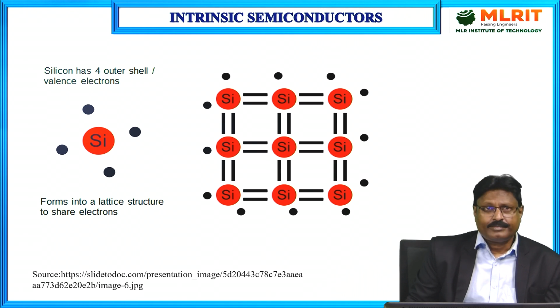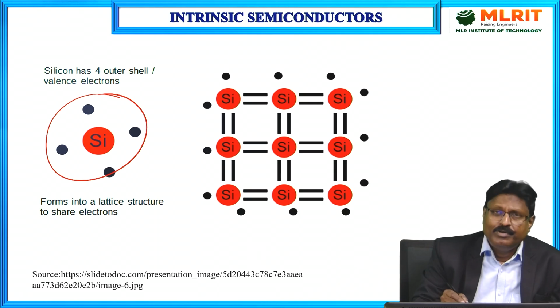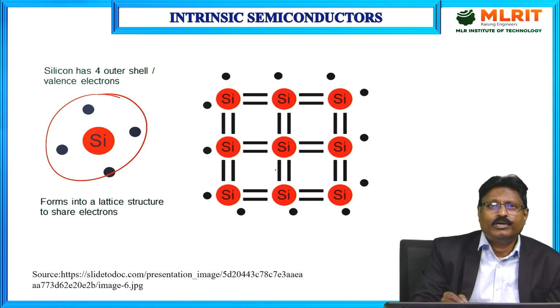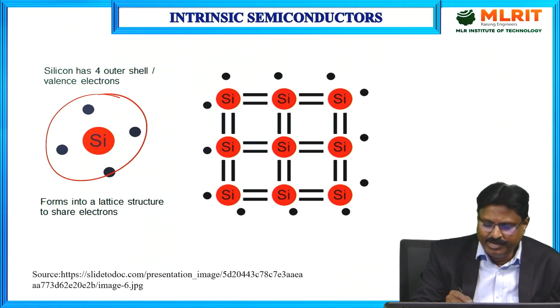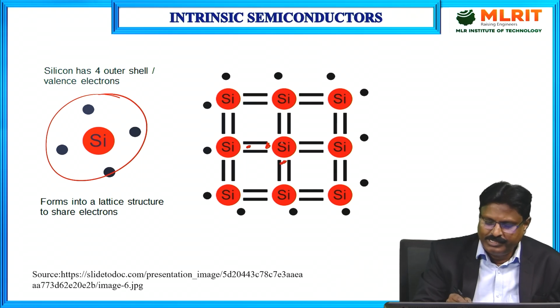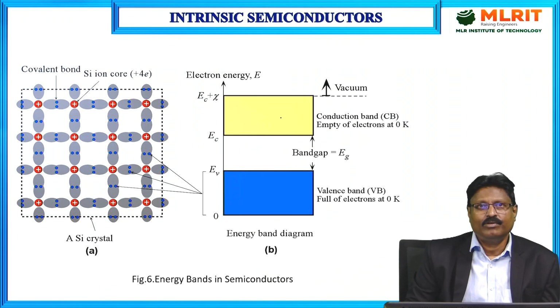Intrinsic semiconductor. As you can see, this is an isolated silicon atom with 4 valence electrons. If you observe the silicon solid crystal lattice structure, all the silicon atoms make covalent bonds with the neighboring silicon atoms. The valence electron of this silicon atom makes a covalent bond with the neighboring silicon atom, and similarly this silicon atom's valence electron makes a covalent bond with the valence electron of this silicon atom. In this way, the covalent bonding happens inside the silicon solid.